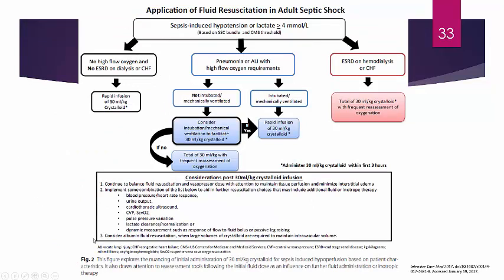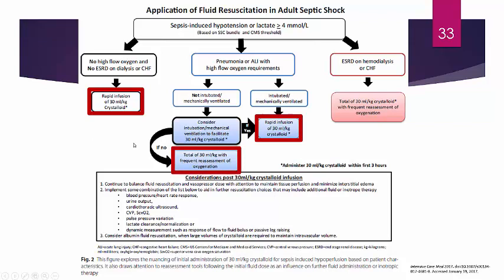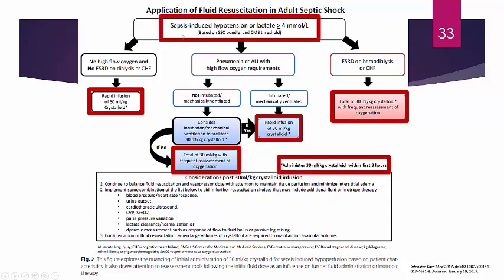This chart is very important to know. What I want you to get from this chart is that no matter what the indication or no matter what the patient's background is, all of these patients will still get 30 mL per kg if they have hypotension or a lactate greater than 4 here. That is the most important thing I want you to get from this slide. In addition, I want you to realize that all these different other parameters can be measured to look at fluid responsiveness.